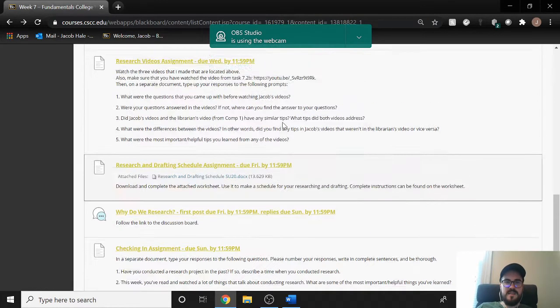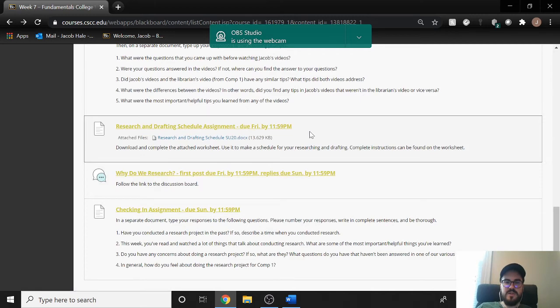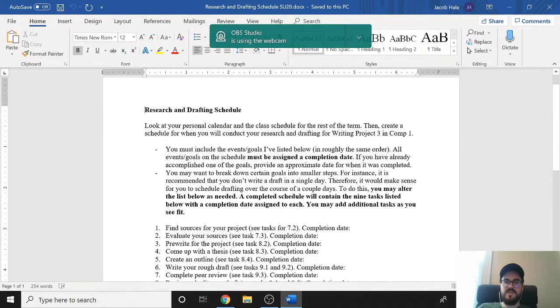Next, this is your first assignment due Friday. It is a research and drafting schedule. Now, this could be potentially confusing, so I'm going to walk you through it. This is what the document looks like. The idea behind this is that it may be helpful for you to come up with a schedule for how you are going to do your research.